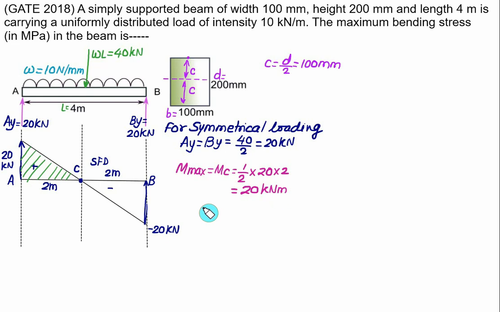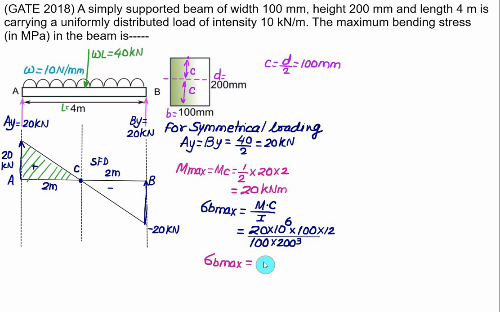And finally we'll use the flexure formula to find the maximum value of the bending stress, which is equal to the maximum value of the bending moment multiplied by C divided by I. Maximum bending moment is 20 kilonewton meter, which is 20 into 10 to the power 6 Newton mm. C is equal to 100, divided by BD cube by 12. This time we have base equal to 100, depth equal to 200 and we have the cube of depth. 12 will shift to the numerator. Solve this, and you will get the maximum value of the bending stress. So the maximum value of the bending stress here will be equal to 30 megapascal.